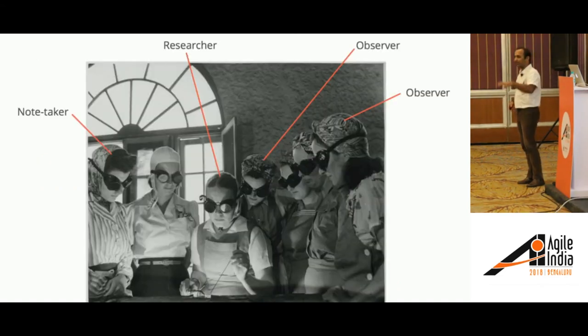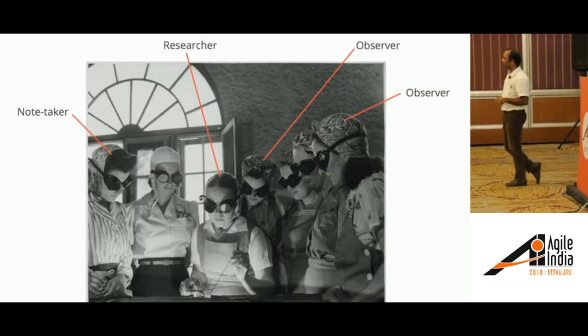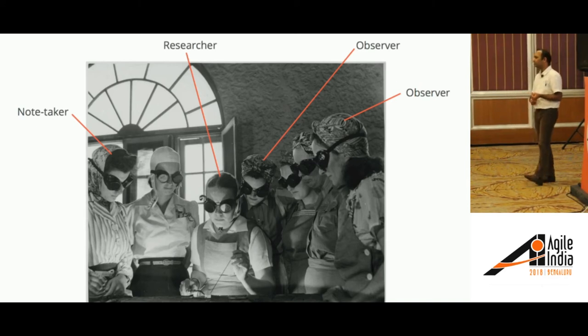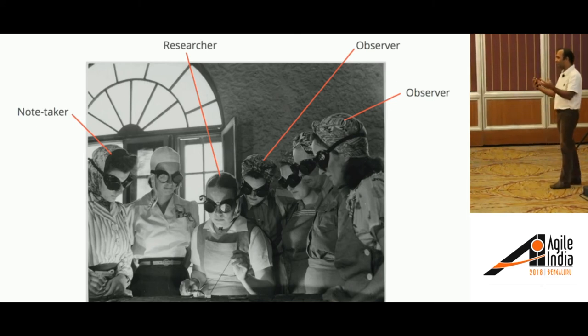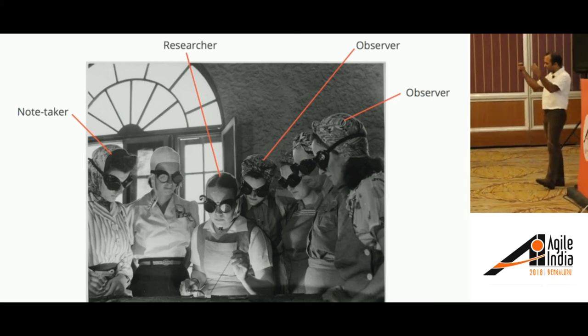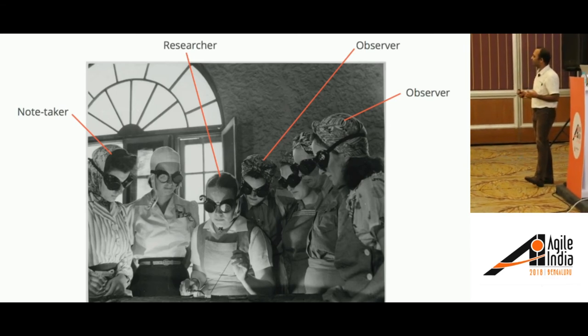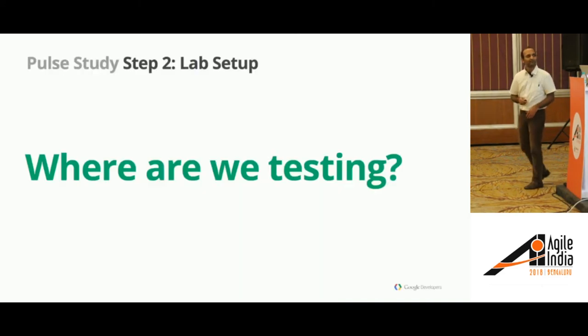So we define clear roles and responsibilities. Who is the researcher? Who is an observer? You need somebody taking the notes. You need somebody looking at non-verbal signals, correct? Because human beings are super complex. We think something different, we say something different, we do something different. So you pay attention to all three aspects and see how you want to include them in your feedback.